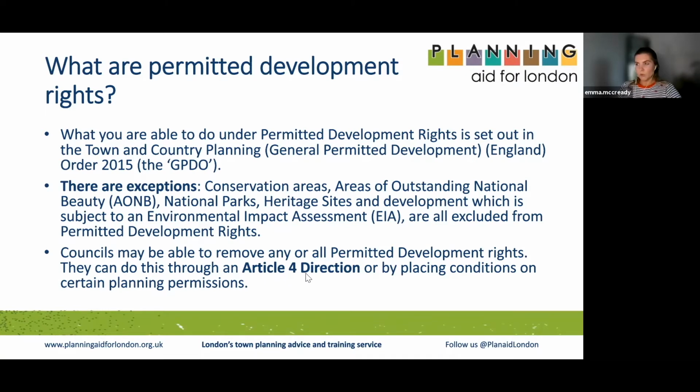We also have Article 4 directions, which I'm going to talk about later on, because again, that could be another whole presentation separately. An Article 4 direction is something that the local planning authority can bring in to remove permitted development rights from a certain area.